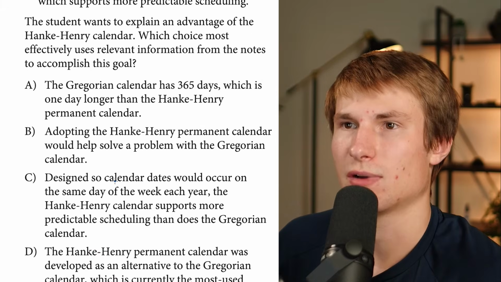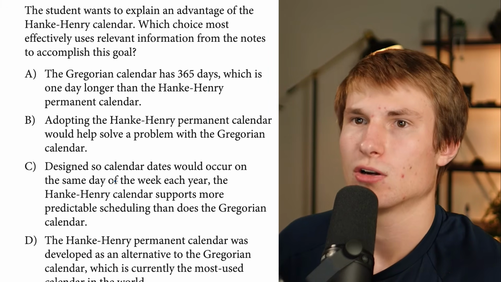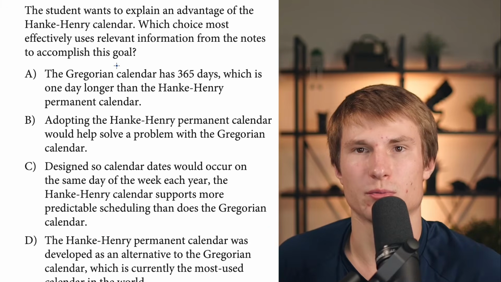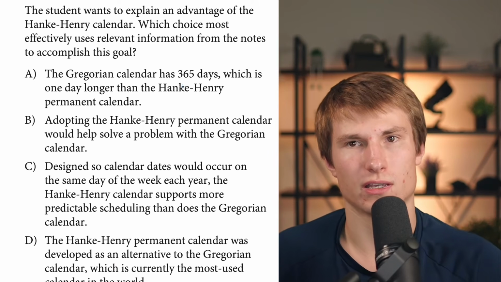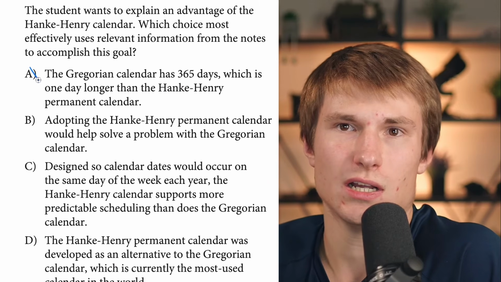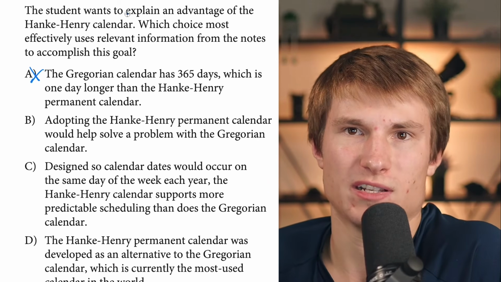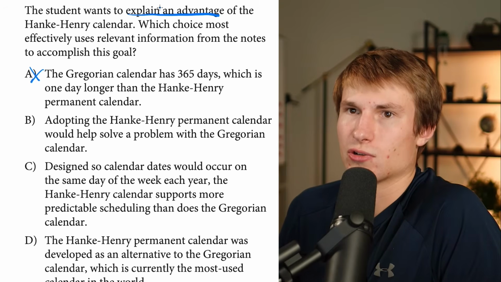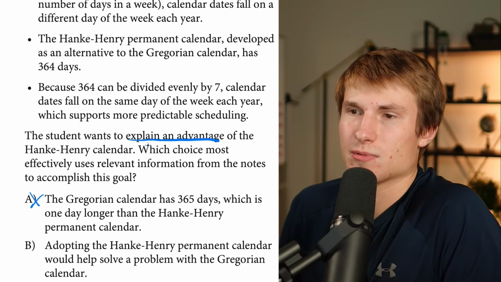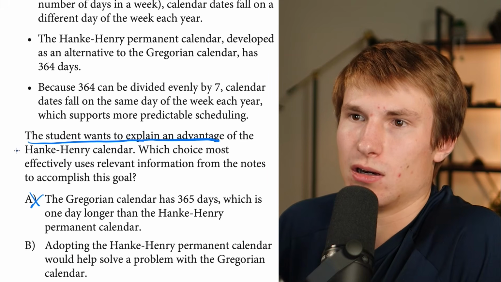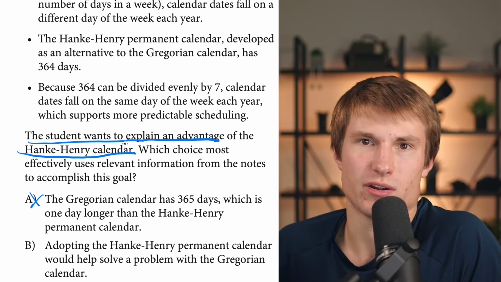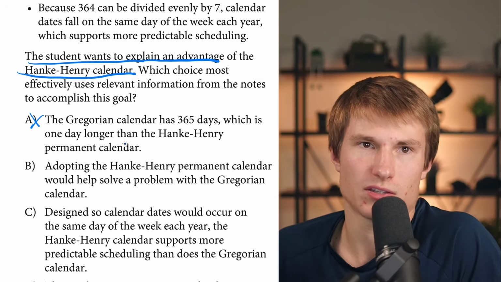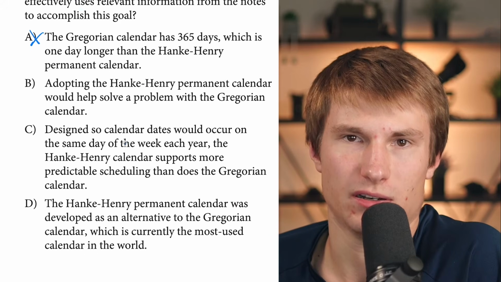The student wants to explain an advantage of the Hank Henry calendar. Which choice most effectively uses relevant information from those notes to accomplish the goal? We've got option A: Gregorian calendar has 365, which is 1 day longer. That's not explaining an advantage. Always pay attention to this part. I'll scroll up a little bit so you can see a little bit better. Always pay attention to this part of your prompt on questions where you're given a bunch of notes like this. That's always what you need to pay attention to. So we need to explain an advantage.